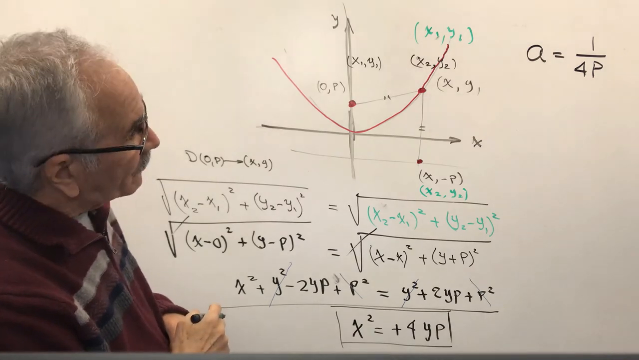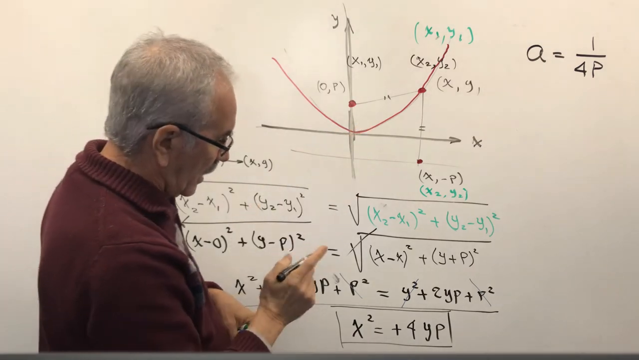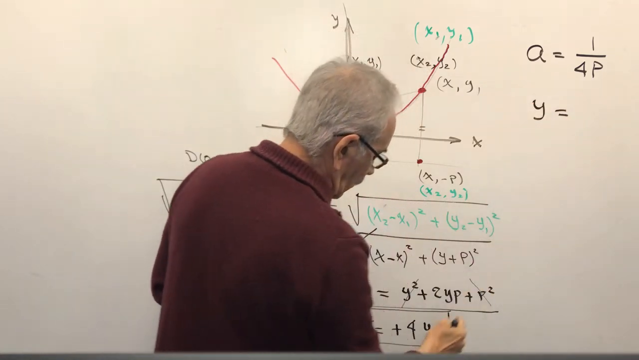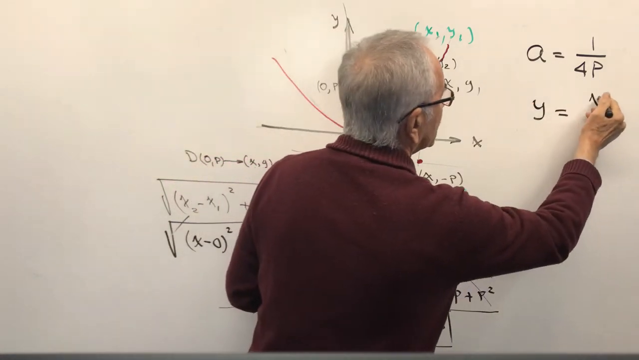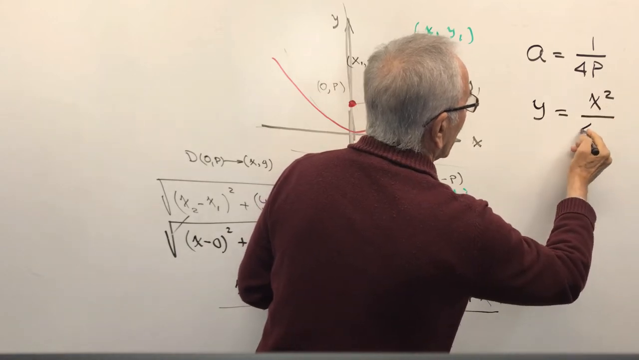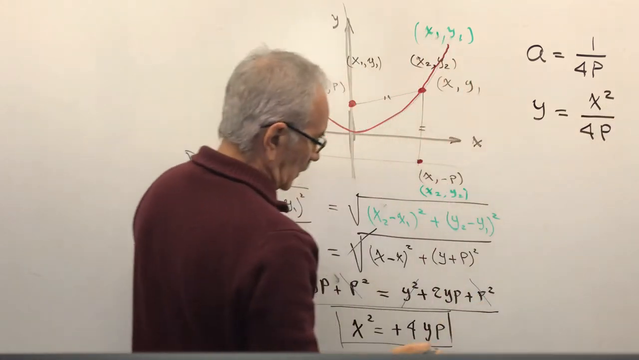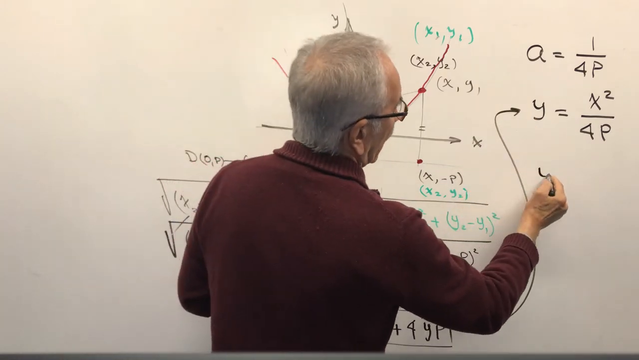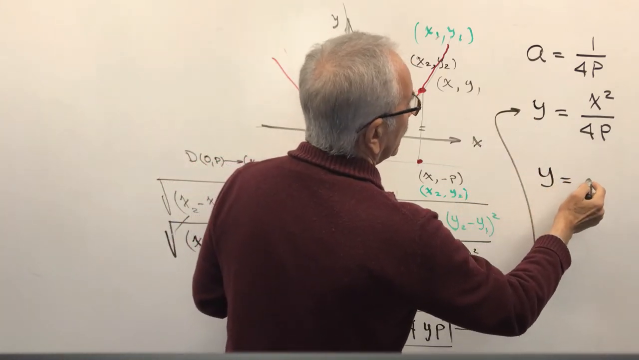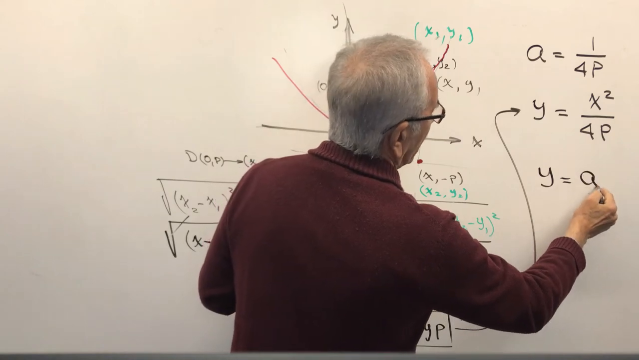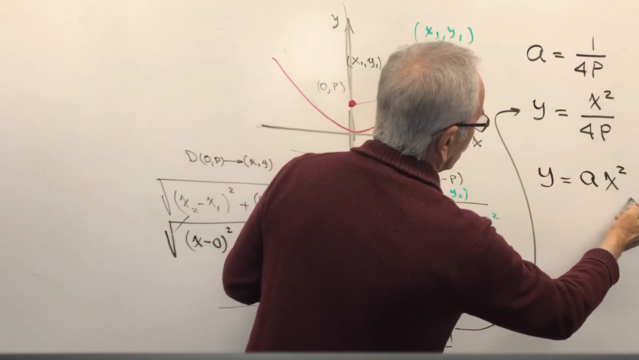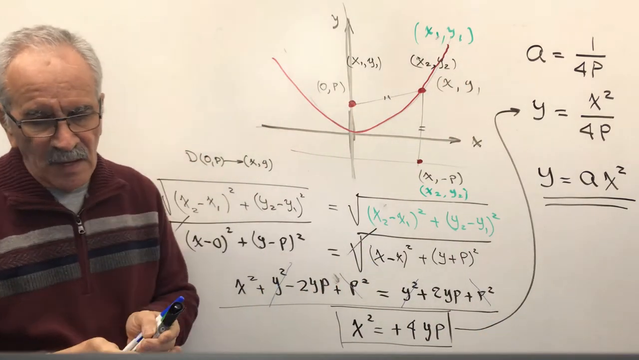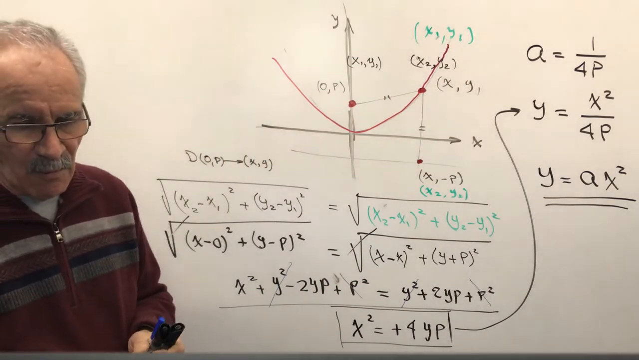So, using this notation, I can rewrite that y is equal to x squared divided by 4p, coming from here. Finally, we have y equals ax squared, which is the final equation of the parabola.